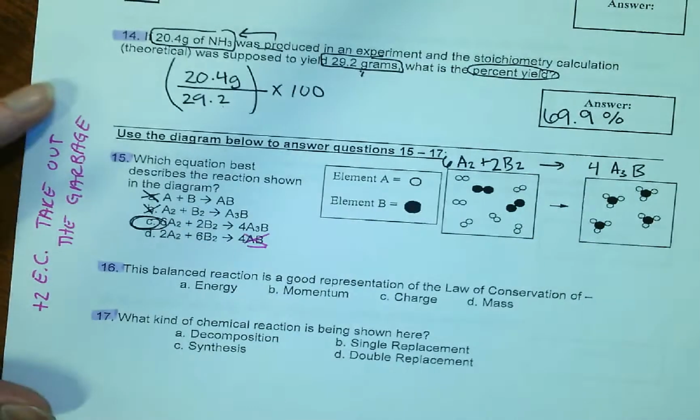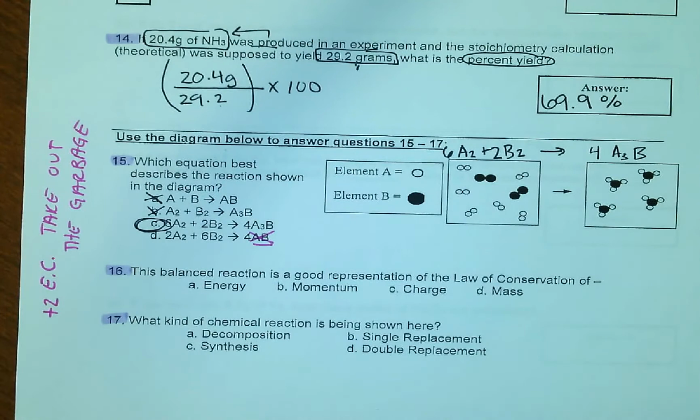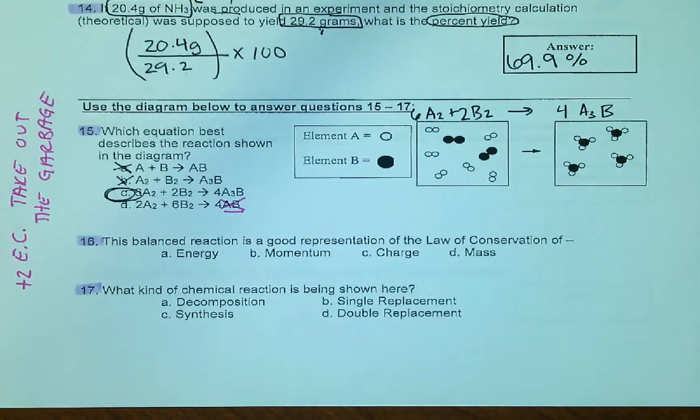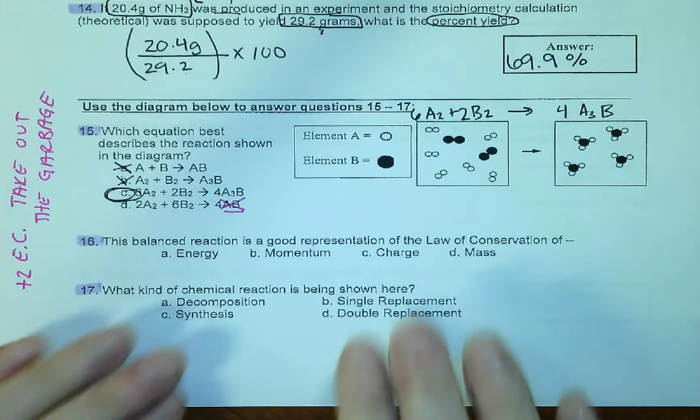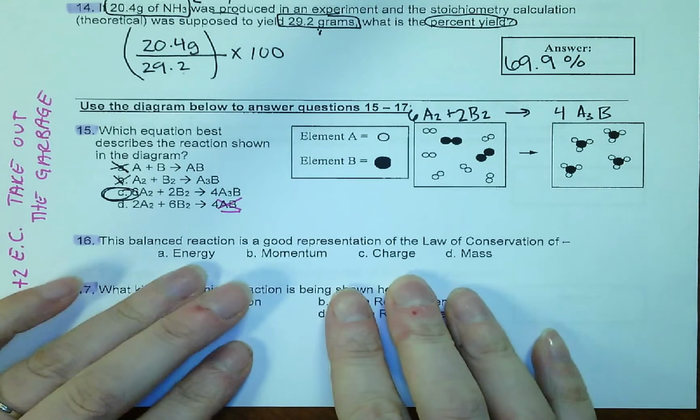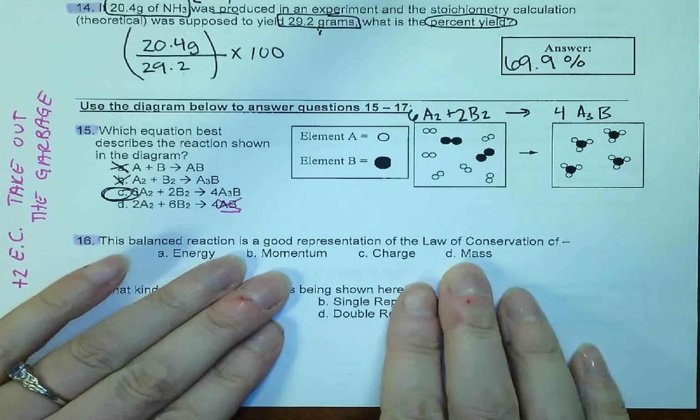Okay, so that's our third extra credit code. Take out the garbage, find the wrong answers, and that helps you find your perfect right answer. This balanced reaction, number 16, is a good representation of the law of conservation of. All of these things are conserved. These are part of our universe. We do conserve energy, momentum, charge, and mass.